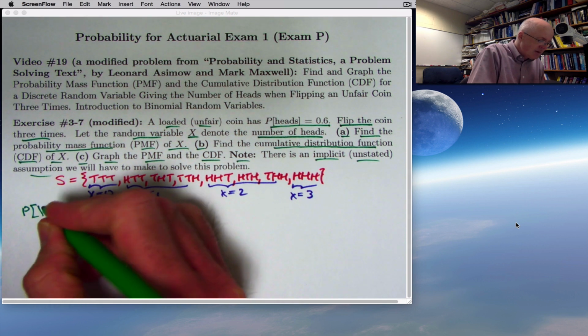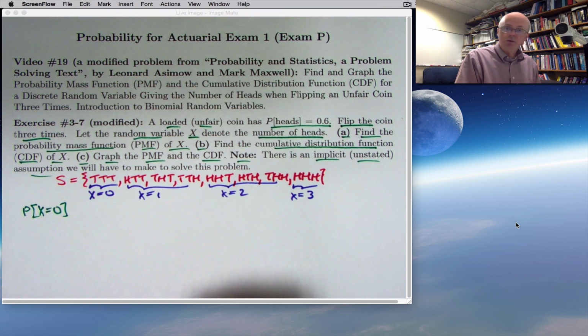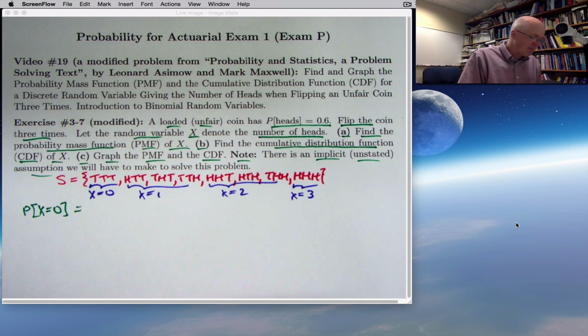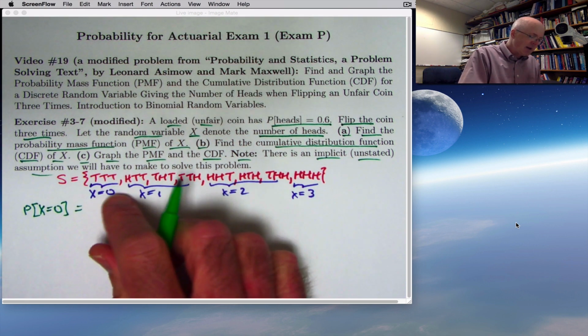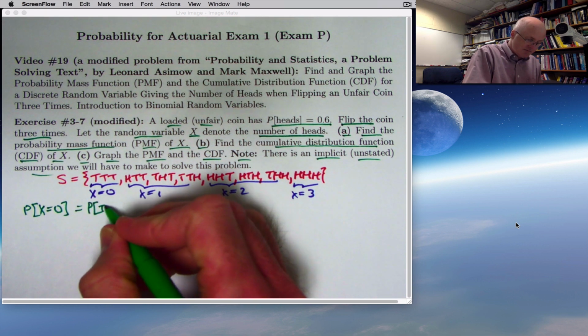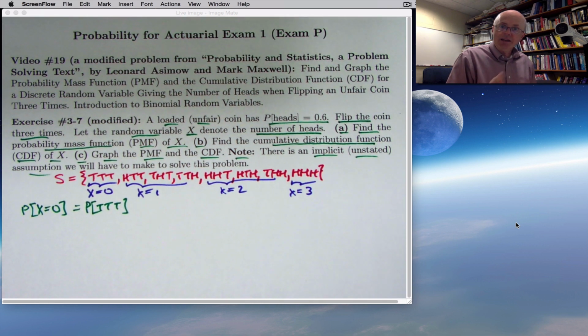one at a time. The probability, first of all, that x equals 0 is going to be, think about it here, the probability that you get 3 tails. And here's where the implicit, in other words, unstated assumption comes in. You need to assume these individual flip outcomes are independent of each other, unrelated. The outcome of any one flip does not affect the outcome of the next flip. The coin does not have a memory. That's not stated in the problem, but it's a natural assumption to make, and it's really an assumption you have to make if you're going to finish the problem.